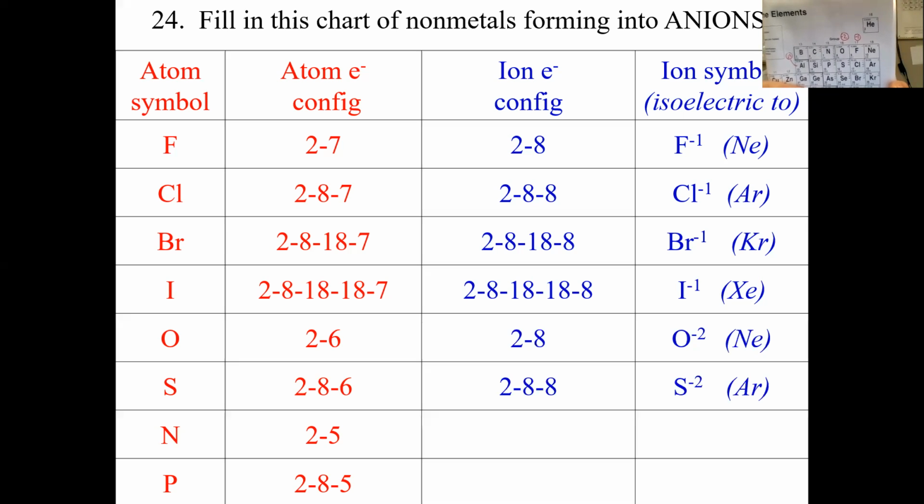Group 17 will make -1. Group 16 will make -2. What do you think might happen with nitrogen and phosphorus? Come on, take a wild guess. Wild guess, quick.